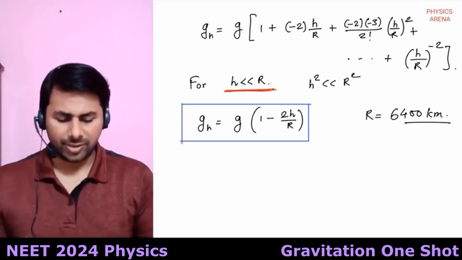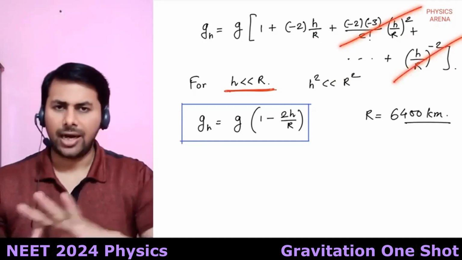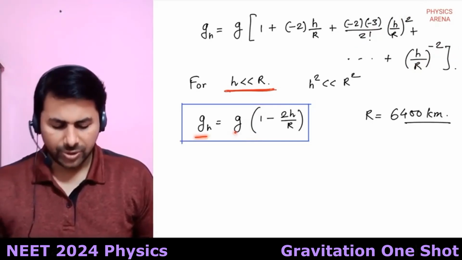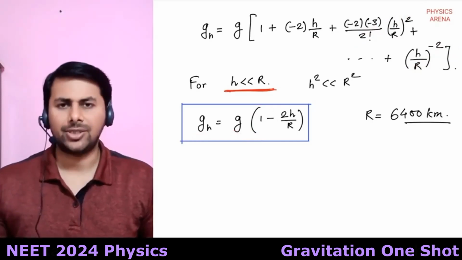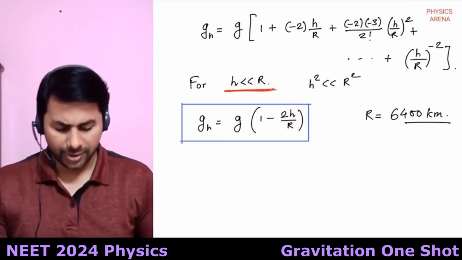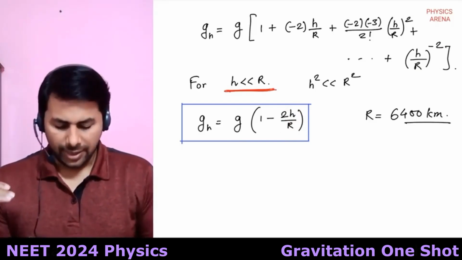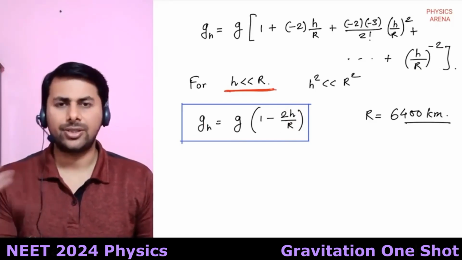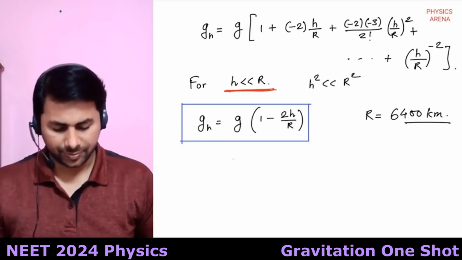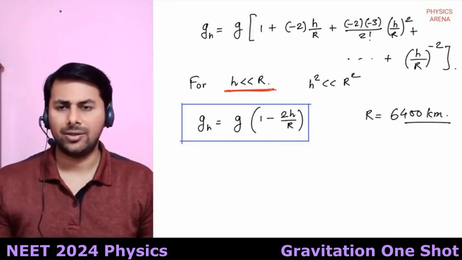There will be several terms in the expansion, so we neglect higher power terms, and we are just left with g_h equal to g multiplied by (1 minus 2h upon r). h is the height, r is the radius of earth, g is acceleration due to gravity on earth's surface. Then acceleration due to gravity at height h is g multiplied by (1 minus 2h upon r). So this formula is applicable when?